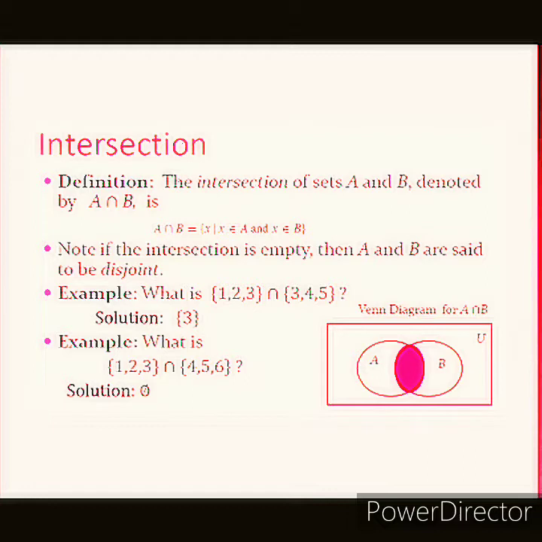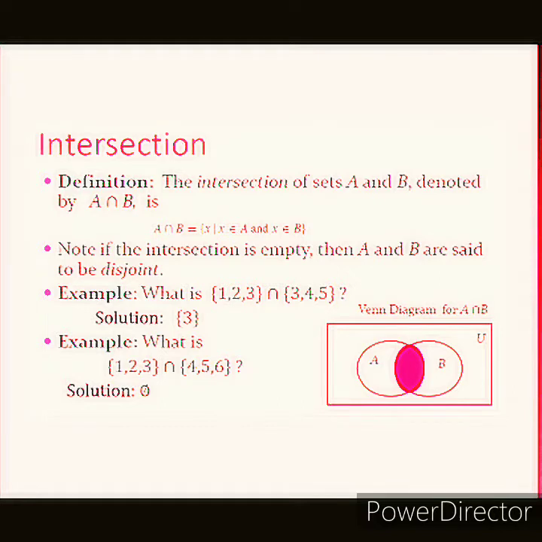For example, what is the intersection of these two sets? The first includes the elements 1, 2, 3, and the second includes the elements 3, 4, 5. Here you can see that the intersection of these two contains only one element, which is 3. So the intersection of these two sets will be the singleton set {3}.